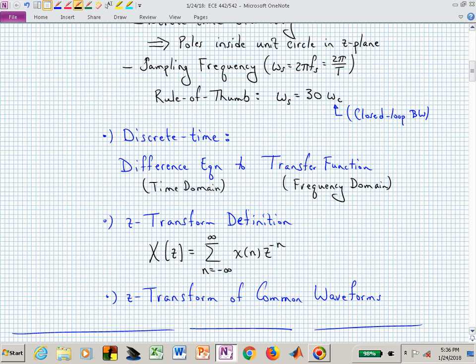And then we'll start taking z transforms of common waveforms. An impulse or a pulse, a unit step, exponential, exponentially damped sine wave, exponentially damped cosine wave, etc. We'll get comfortable with taking those time domain waveforms in discrete time into their z transform representations.